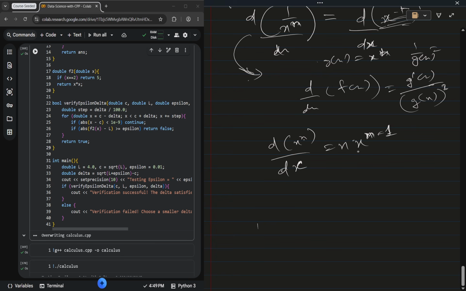So basically you have d of x to the power n by dx, and let's say we have g(x) square now, x to the power n minus 1 divided by x to the power n square over here, which you can write as, okay, so we have to take minus over here. I'm sorry, I forgot that there has to be a minus n as well.